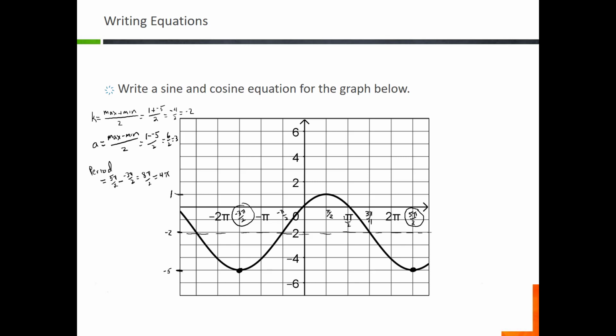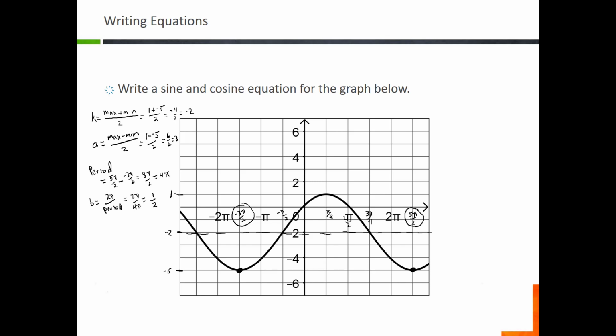So this graph has been made longer than it normally is. Normally it would be 2 pi. It's now double that. It's 4 pi. So that means we can find the value of b. And we know b is 2 pi over our period, which in this case would be 2 pi over 4 pi. The pi's cancel, and it reduces down to a half. So I know a, b, and k. We just need to find h.